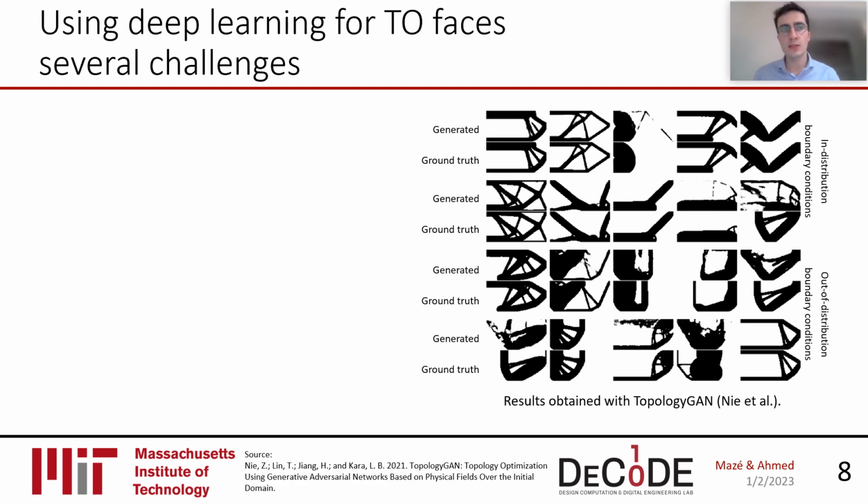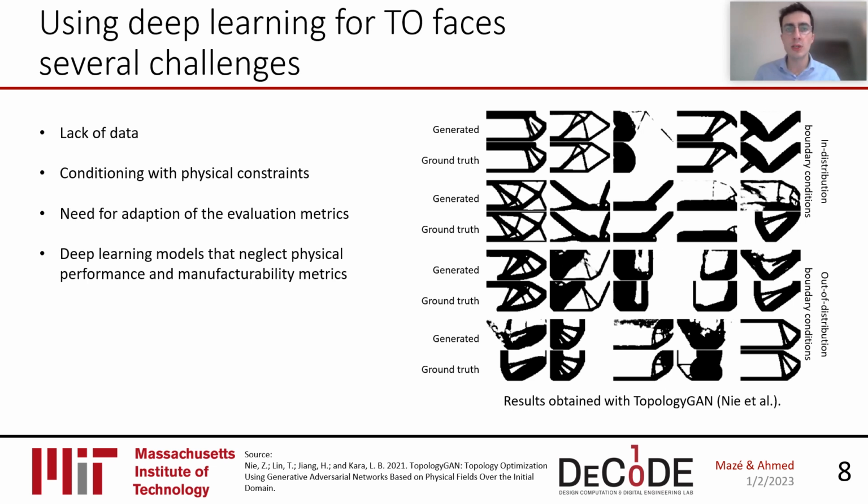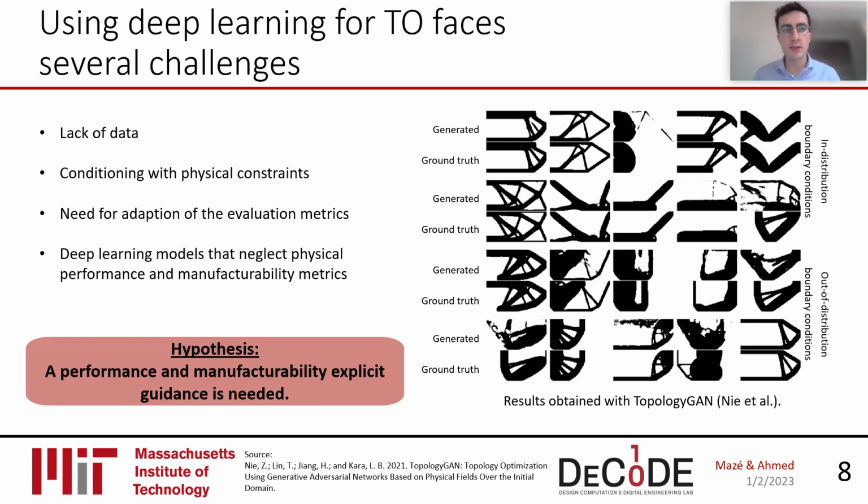In the end, using deep learning for topology optimization faces several challenges, among which the lack of data, the need to condition models with a complex type of data, which are physical constraints, the need to adapt usual evaluation metrics, since MAE and MSE do not matter for physical problems, and the fact that deep learning models usually try to mimic training data and neglect physical performance and manufacturability. Hence, our hypothesis is that a performance and manufacturability explicit guidance is necessary. This is what we introduce in TopoDiff.